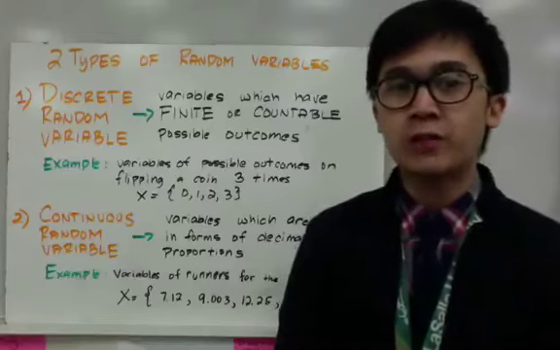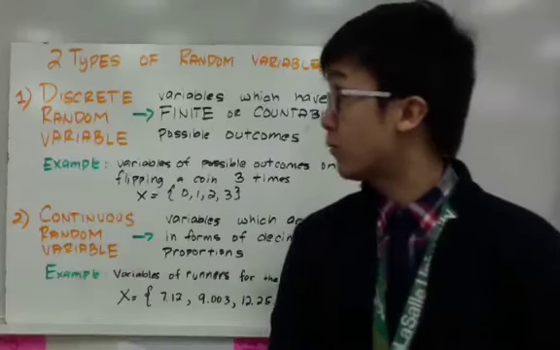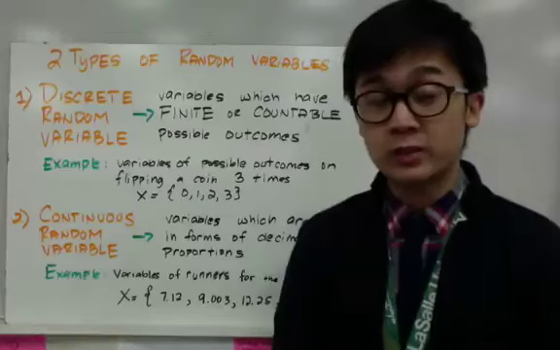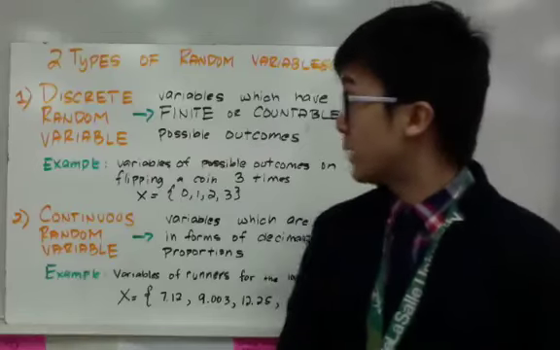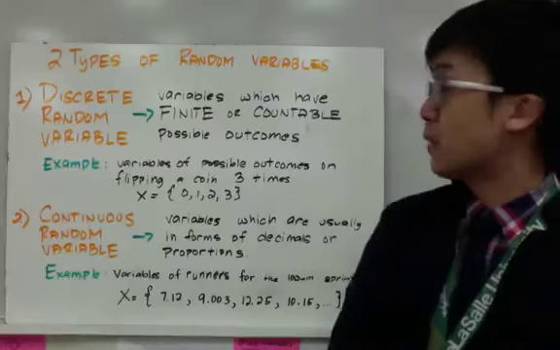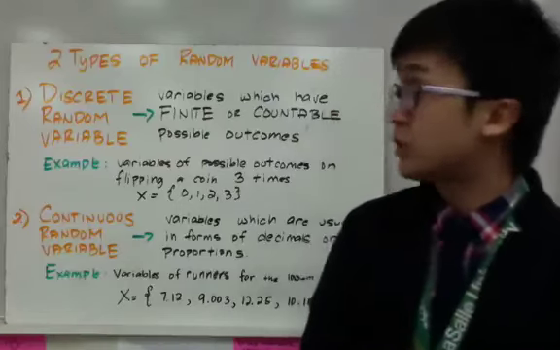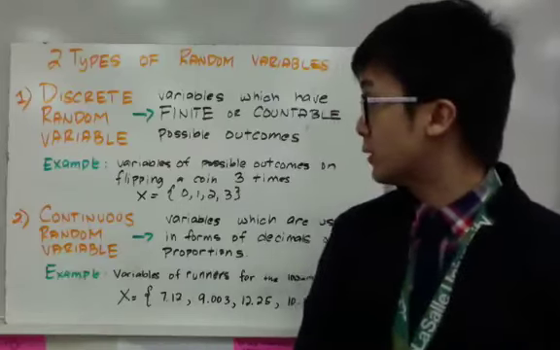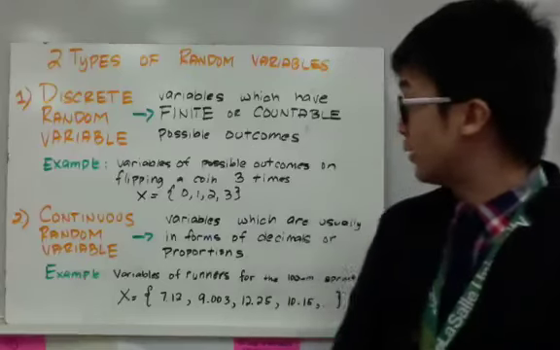We have two types of random variables. The first type that we've discussed before is a discrete random variable, which by definition are variables which have finite or countable possible outcomes. An example of a discrete random variable would be the variables in an experiment using coins.